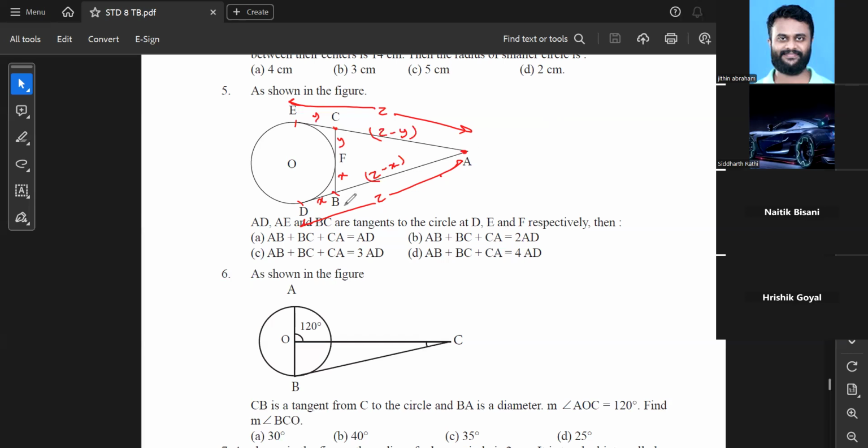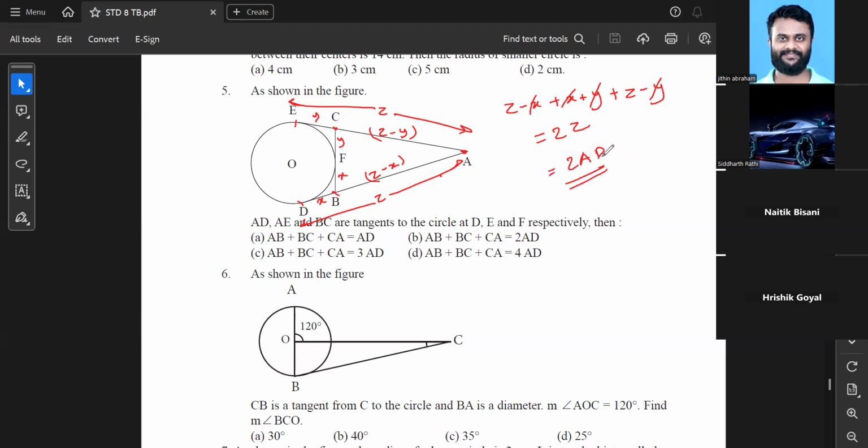Now let me do one thing. AB plus BC plus CA. Let me just add it. What is AB? It's Z minus X. Plus, what is BC? It is X plus Y. Plus, what is AC? It is Z minus Y. So Y gets cancelled with Y. X gets cancelled with X. The answer is 2 times Z, where Z is AD. So basically, it is 2 times AD.